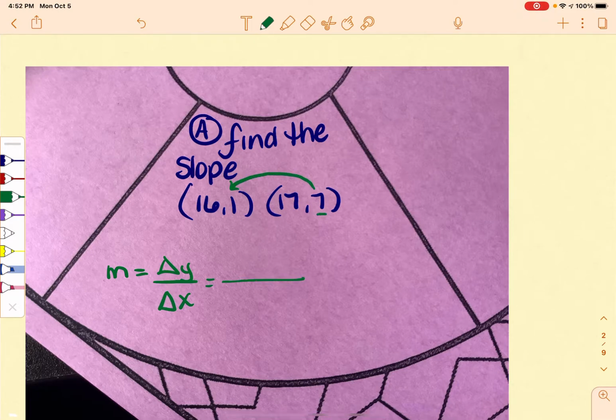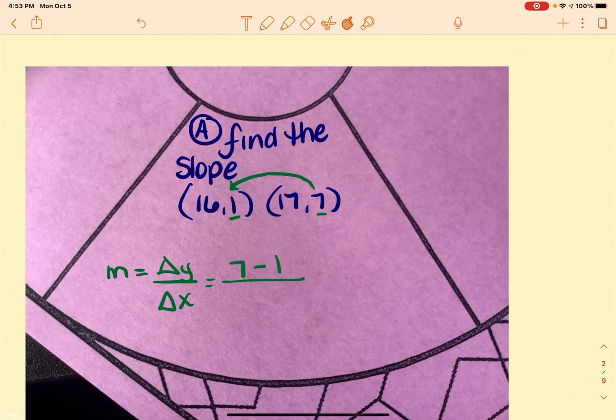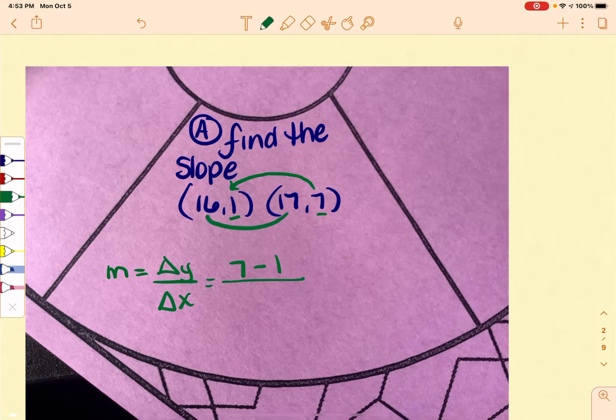So if I look at my y values, it would be 7 minus 1, because if we're looking for how it changes, then we're going to have to look at the fact it's got to be subtraction. Then we have to do the x ones. Remember, it has to be in the same order. It has to start from the same point. So if you started here for y, you got to start here for x. So 17 minus 16.